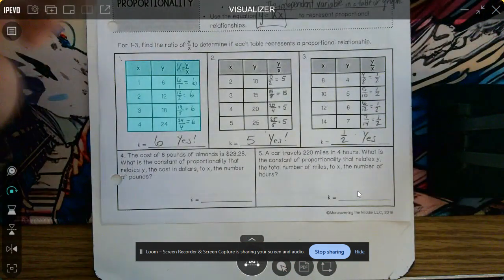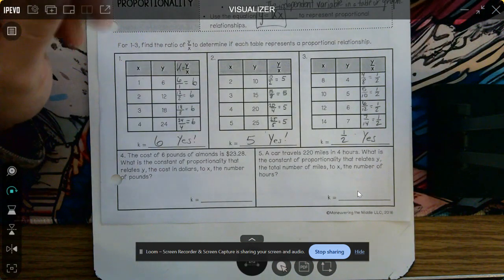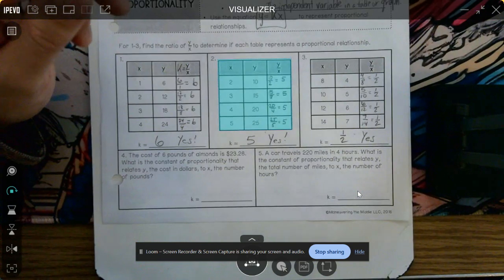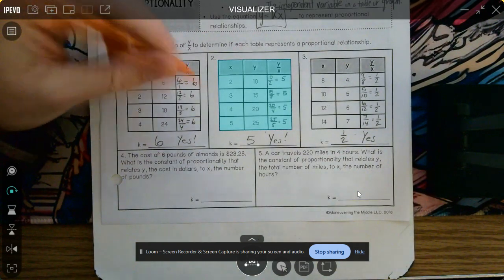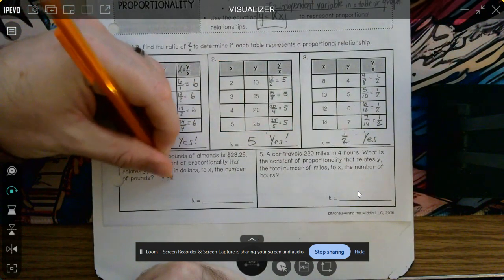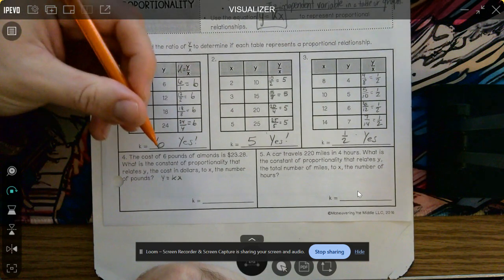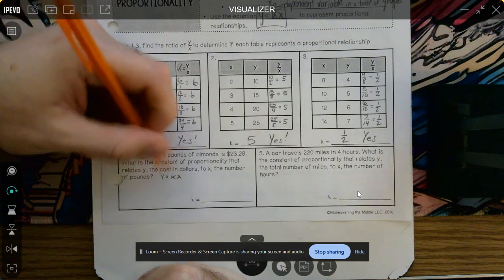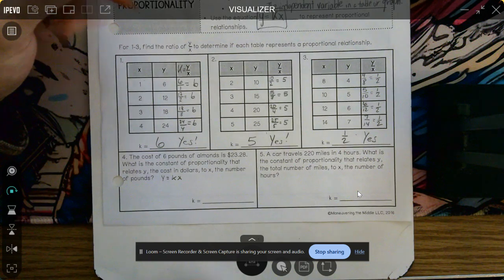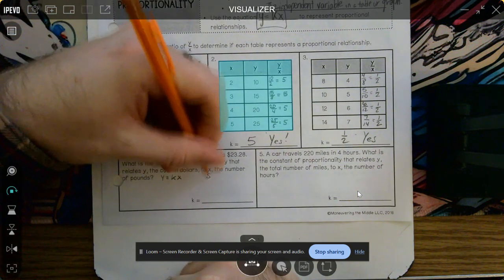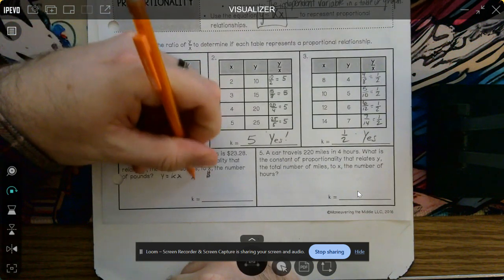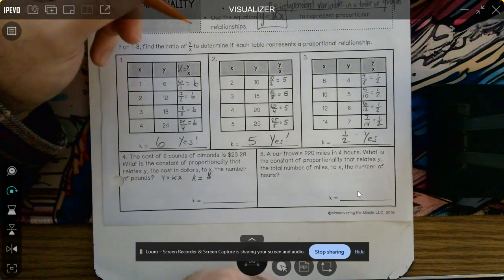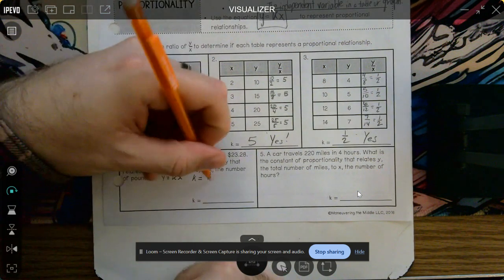All right, look at number 4. It says the cost of 6 pounds of almonds is $23.28. What is the constant of proportionality that relates y, the cost in dollars, to x, the number of pounds? So we're going to look at y equals kx here, along with finding our k value. This is our proportionality relationship equation. So we always want dollars, so we want k equals dollars per pound.